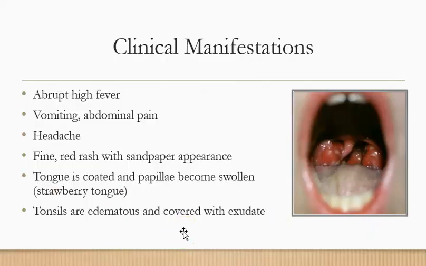Clinical manifestations: abrupt high fever, vomiting, abdominal pain, headache, fine red rash with sandpaper appearance. Tongue is coated. It'll be referred to as strawberry tongue. Tonsils are edematous and covered with exudate.